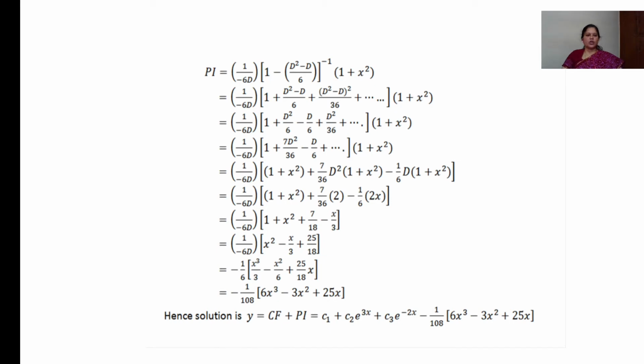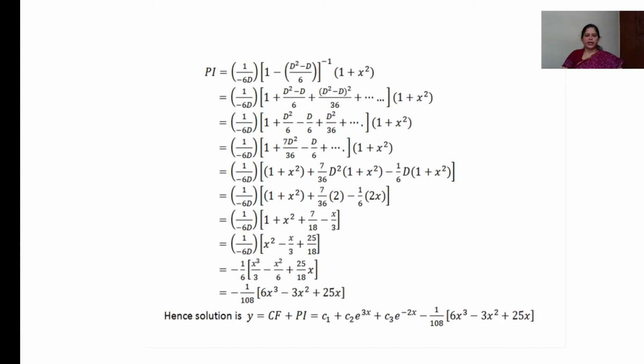So we are using the binomial expansion. In the place of x, now we have D square minus D by 6. So the expansion becomes 1 plus D square minus D by 6 plus D square minus D whole square by 36 plus etc., into 1 plus x square. So in this simplification, first we will simplify the bracket value, the binomial expansion value, with f of x.